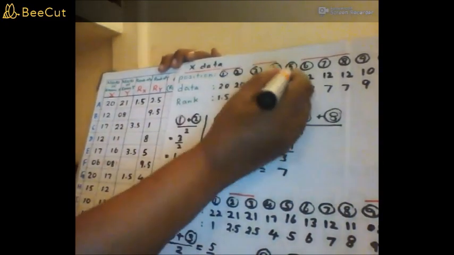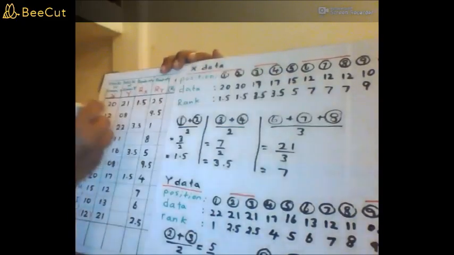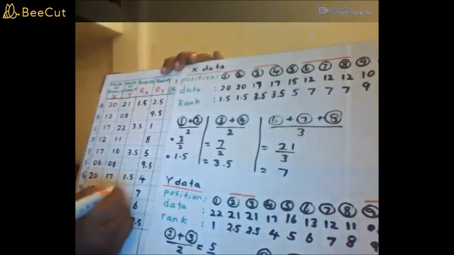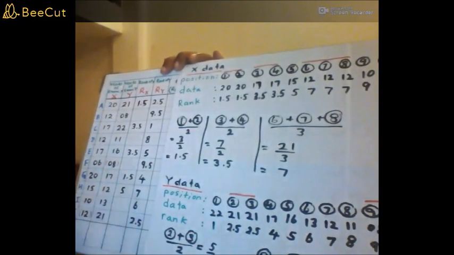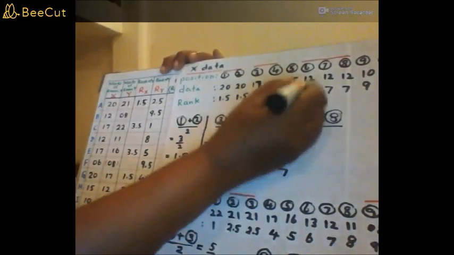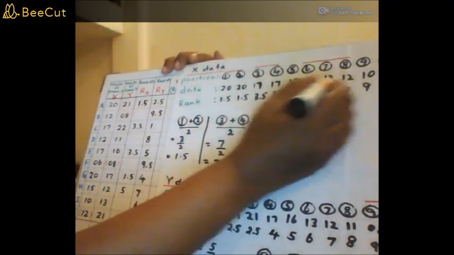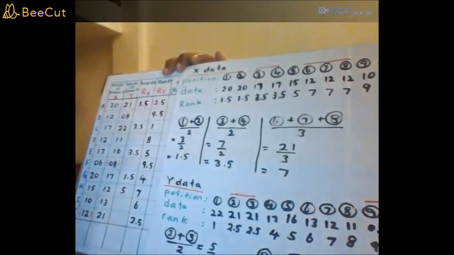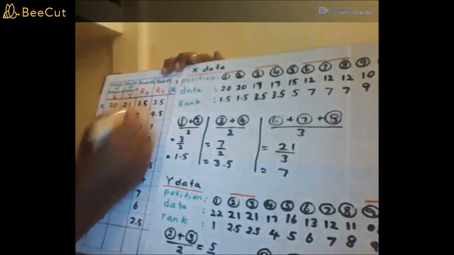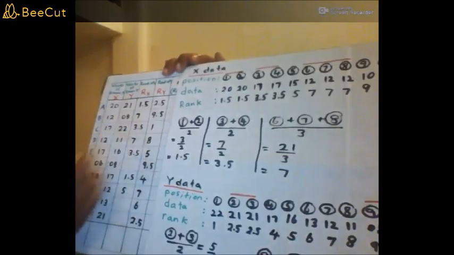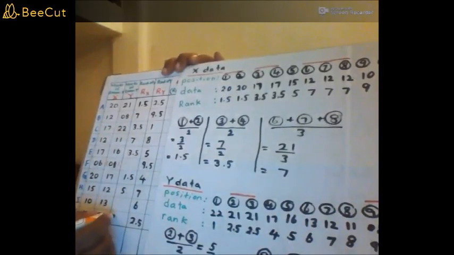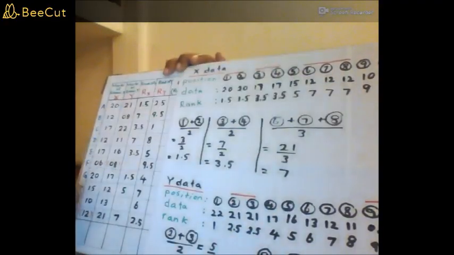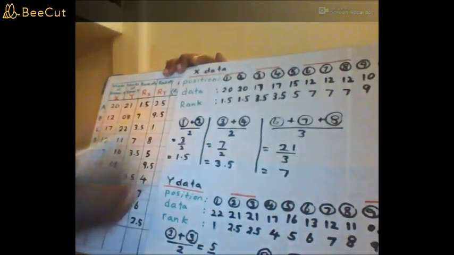Next, for 15, 5. Where's 15? Here it's 5. That's the rank. For 12, 3 12s are there. So the rank is 7. Where's the first 12? Here. Second 12 here. Third 12 here. And yeah, 7, 7, 7. Did I put 7? Yeah, right.